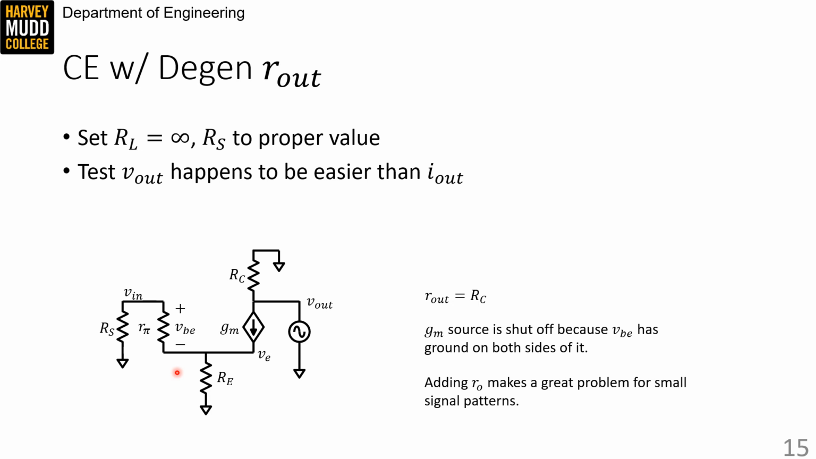If you add RO to this problem, then VBE is no longer 0, and you have to do more analysis to find an expression for R out. However, that analysis is a classic example of where our small signal models pay off. I won't go over the solution to that in this video, but encourage you to try finding R out with RO included, and small signal patterns in mind.